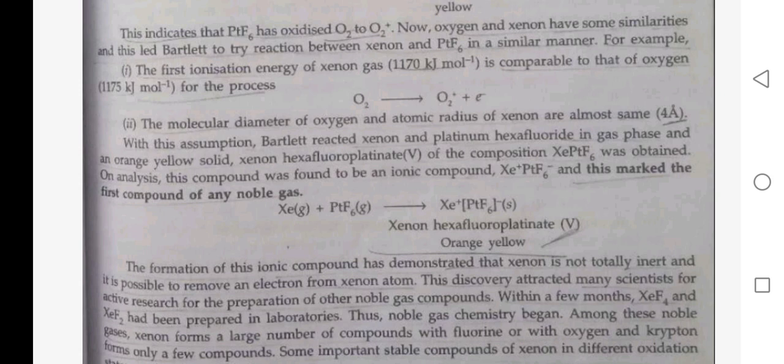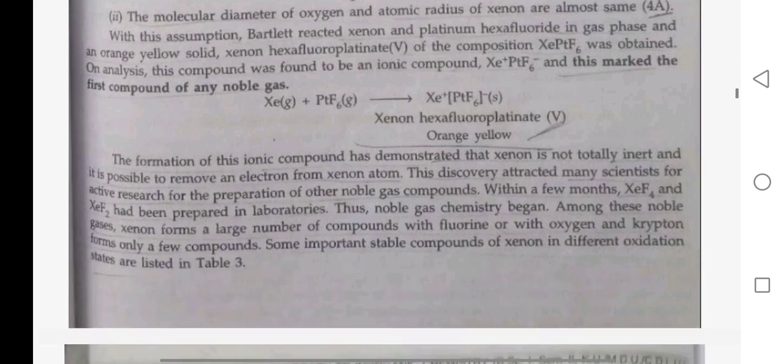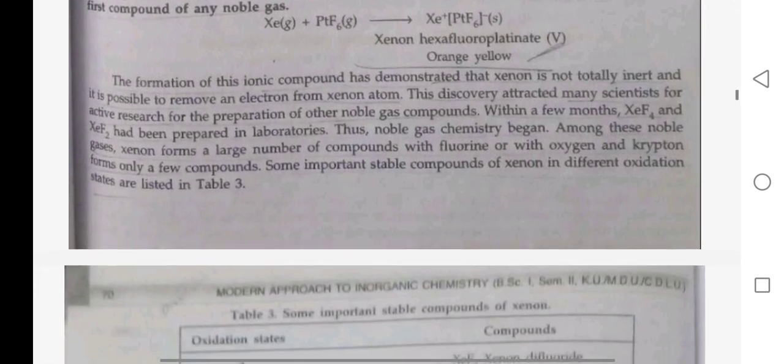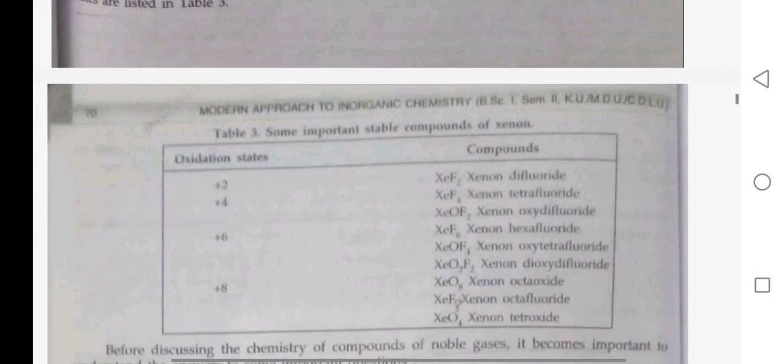This discovery attracted many scientists to active research for the preparation of other noble gas compounds. Within a few months, XeF4 and XeF2 had been prepared in laboratories. Thus, noble gas chemistry began. Among these noble gases, xenon forms a large number of compounds with fluorine or with oxygen, and krypton forms only a few compounds. Some important stable compounds of xenon in different oxidation states are listed.